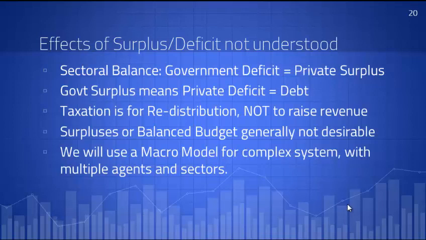So since the government does not need to raise revenue, it can always print, so the government can just abandon taxation. It doesn't need to do any taxation. But taxation serves some other purposes. One of the purposes is redistribution of wealth. Another purpose is to absorb excess aggregate demand, which might lead to inflation. Generally speaking, the lessons of MMT are that running a surplus or running a balanced budget is not generally desirable. And in order to understand what is going on, you need to have a complex system view, which is different from the fallacy of composition. And there are multiple agents and multiple sectors.